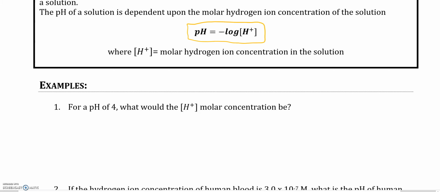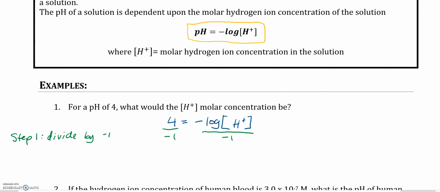Example 1. For a pH of 4, what would the H+ molar concentration be? Given our formula, we can substitute 4 in for the pH. So 4 is equal to the negative log of H+, and what we want to solve for is the variable H+. The first step to solve this equation for H+ is to divide both sides of the equation by -1. We get that -4 is equal to log of H+.